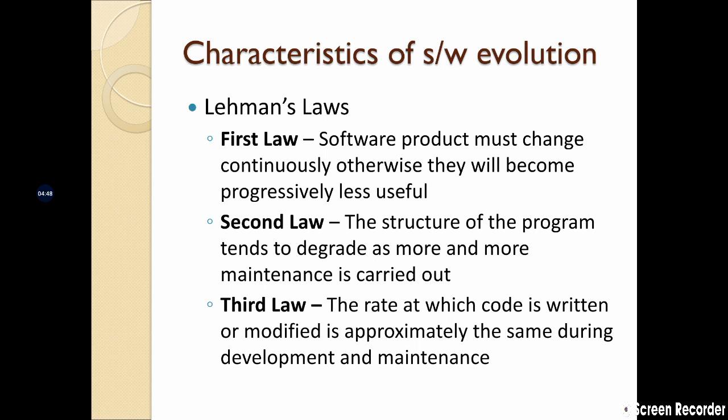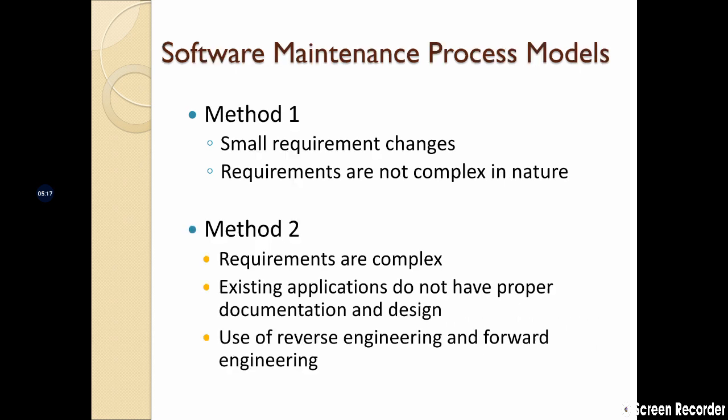Now the third Lehman's law tells you that the rate at which code is written during the coding phase and the rate at which coding is done during the maintenance phase are the same. That means the effort it takes to write a new software and the effort it takes to maintain a software is basically the same. So these are the 3 laws of Lehman, which are related to the characteristics of software evolution.